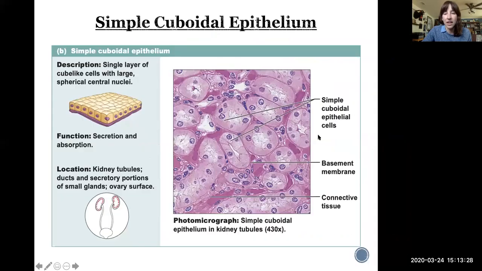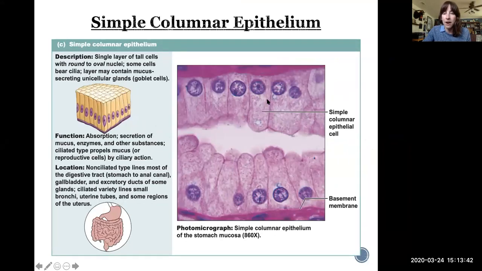If it's not, then the pictures or examples that I choose will be very, very clear. I'll make sure that the cuboidal is relatively very cube shaped, as opposed to columnar, which are going to be very tall and skinny and possibly have cilia or microvilli associated with the apical surface of the tissue. Okay, so again, simple as in a single layer, of columnar as in column shaped, long rectangle shaped, epithelium, right? They're all closely packed together.